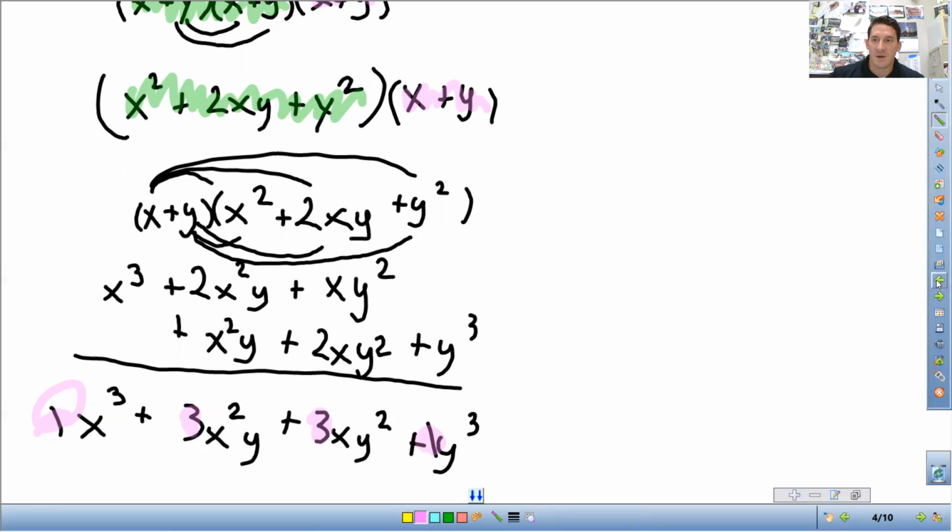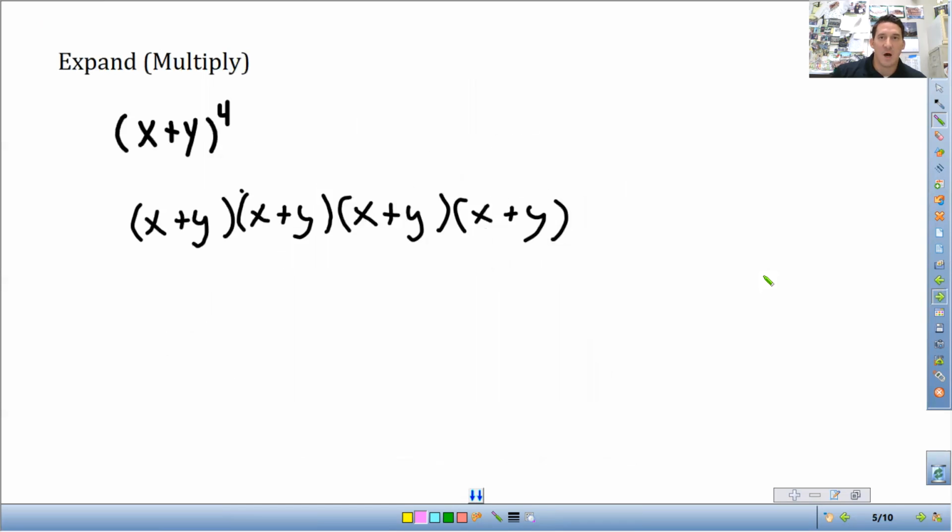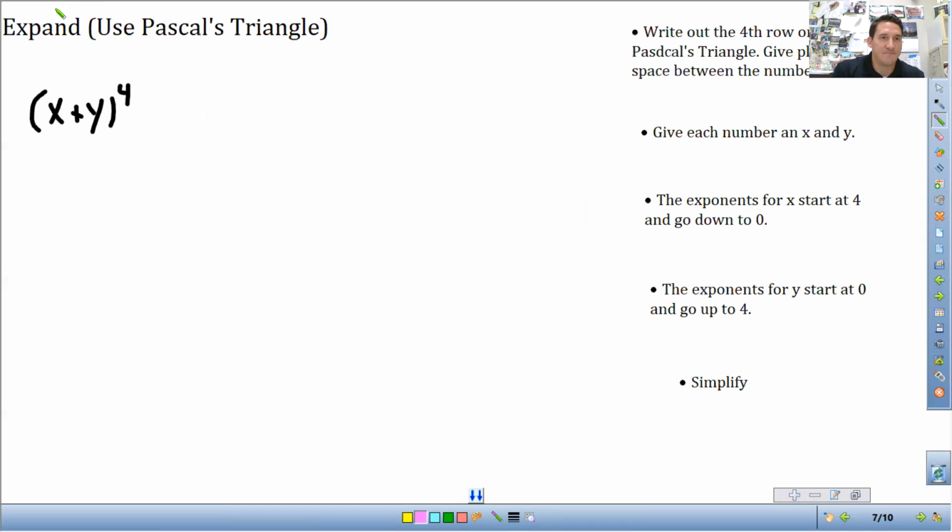So when you get there, if we look at Pascal's triangle, row 2 is 1, 2, 1. Row 3 is 1, 3, 3, 1. So for x plus y to the fourth, those coefficients, believe it or not, are going to be 1, 4, 6, 4, 1. So this is where we can use Pascal's triangle to quickly expand polynomials. So we're going to skip over this. We're going to use Pascal's triangle to expand x plus y to the fourth.